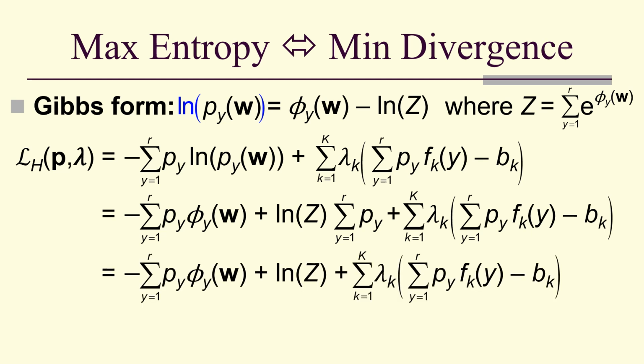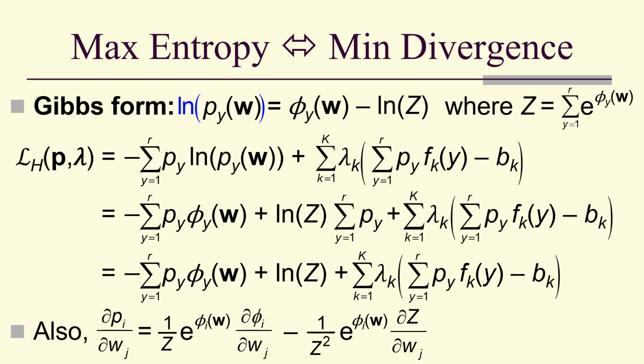And so we have this as our Lagrangian in terms of the Gibbs form. And we also get a simple calculation that the partial of p sub i with respect to w sub j is equal to this, which is p sub i times, in the parentheses, the partial of phi sub i with respect to w sub j minus 1 over z, the partial of z, the partition function, with respect to w sub j, the jth component of the weight vector.